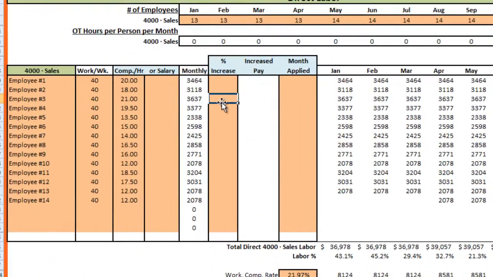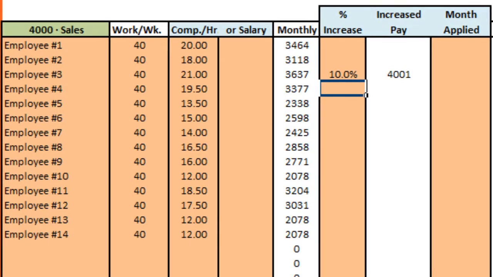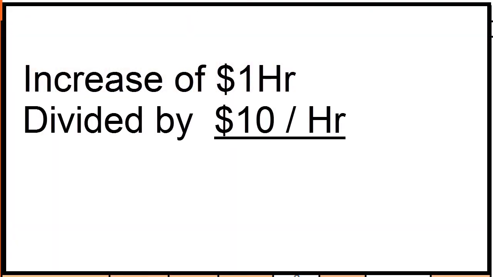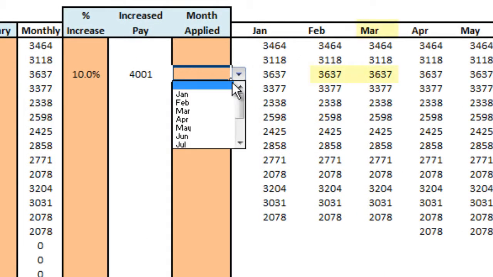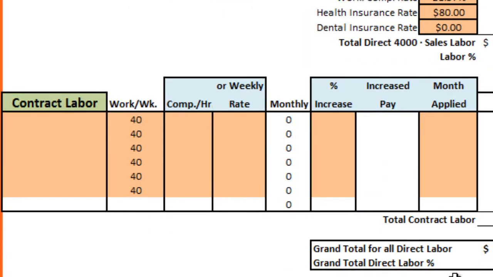We simply type in the increase that we want to give into this column next to the employee's name. It must be reflected as a percentage and not a dollar value. To arrive at the percentage, you take the amount you want to increase the wage by and divide it by their existing wage. For instance, a $1 increase to someone who is making $10 per hour would be a 10% increase. Then, we click on the Month Applied cell and a drop-down menu appears. Select the month that you want the raise to take place, and you will see that the increase appears starting in that month. Next, we will look at your need for contract labor.